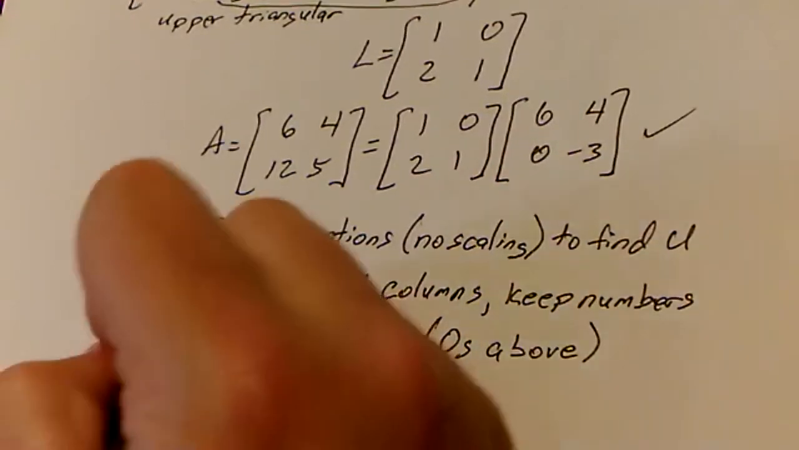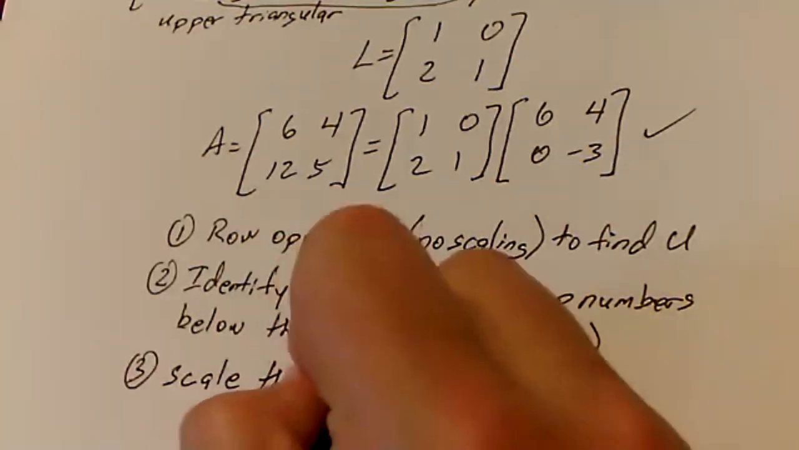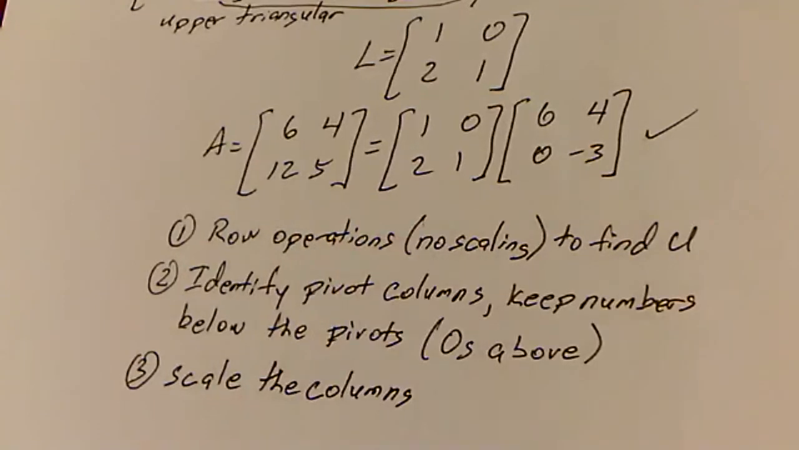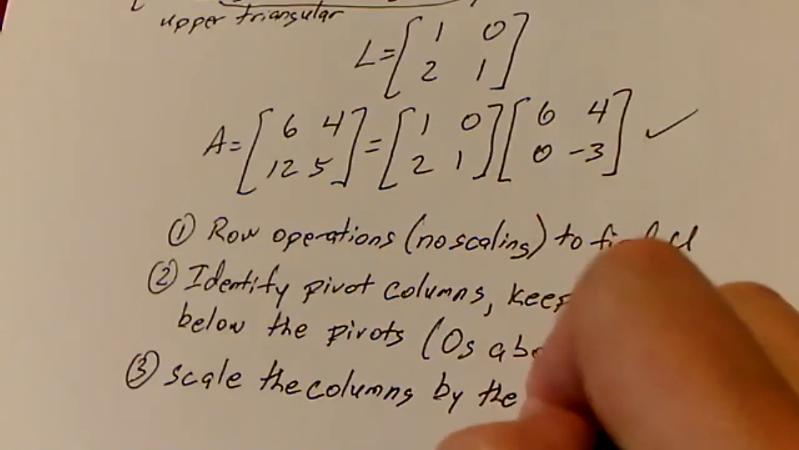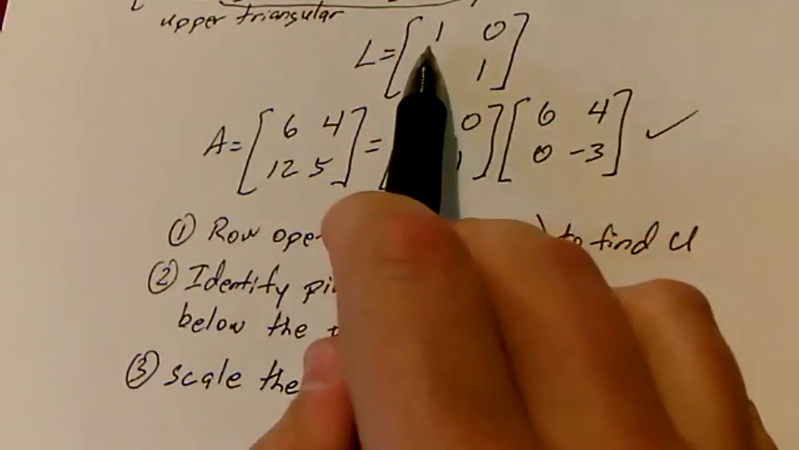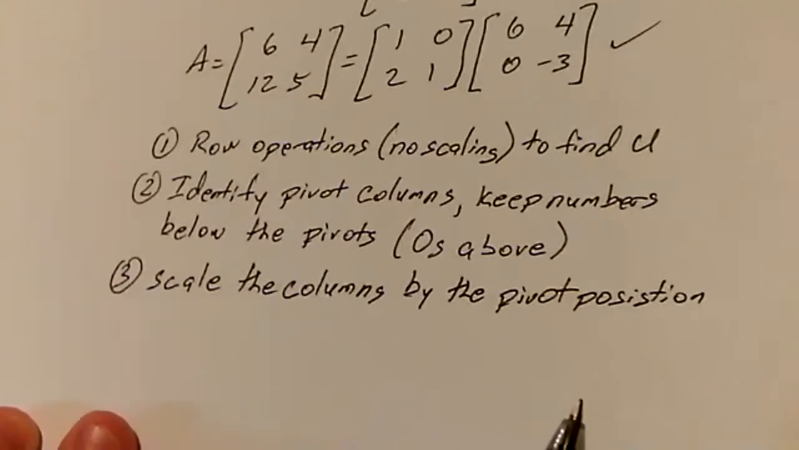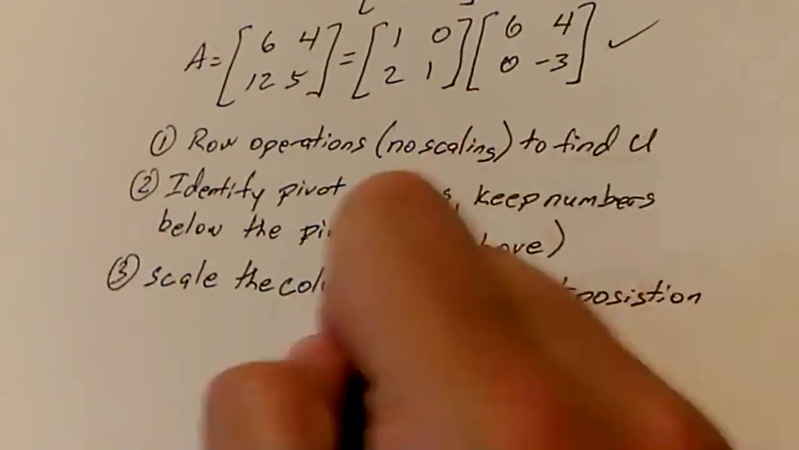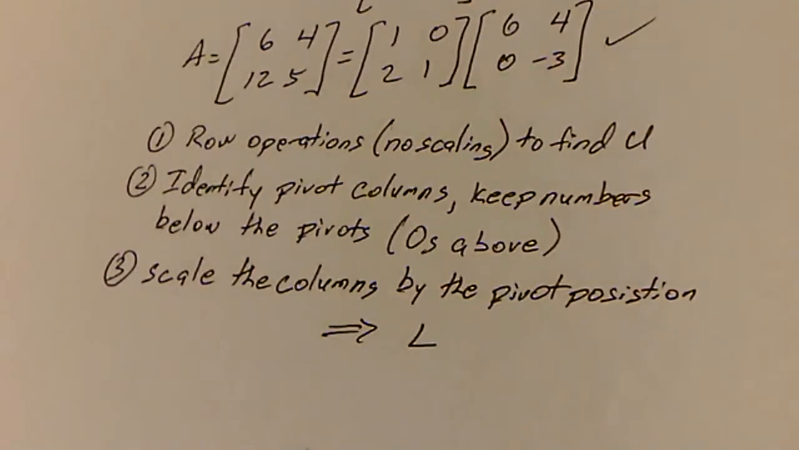Zeros above. Step 3, scale the columns by the pivot position. In our case, that was the 6 and the -3. So we scaled the 6 by dividing by 6. Scaled the -3 by dividing by -3. Scale the columns by the pivot positions, and then you have L. And that produces L. So those are our steps.